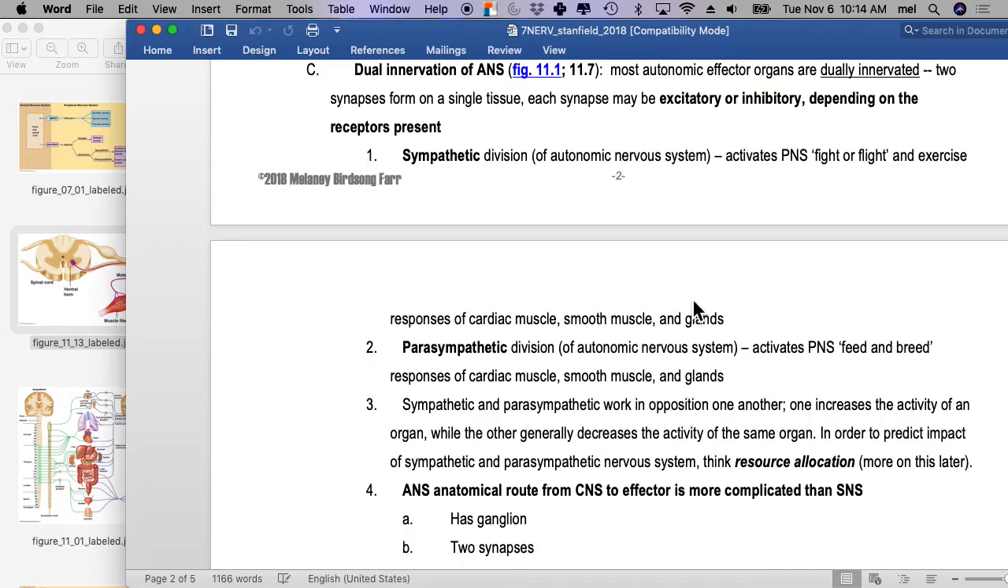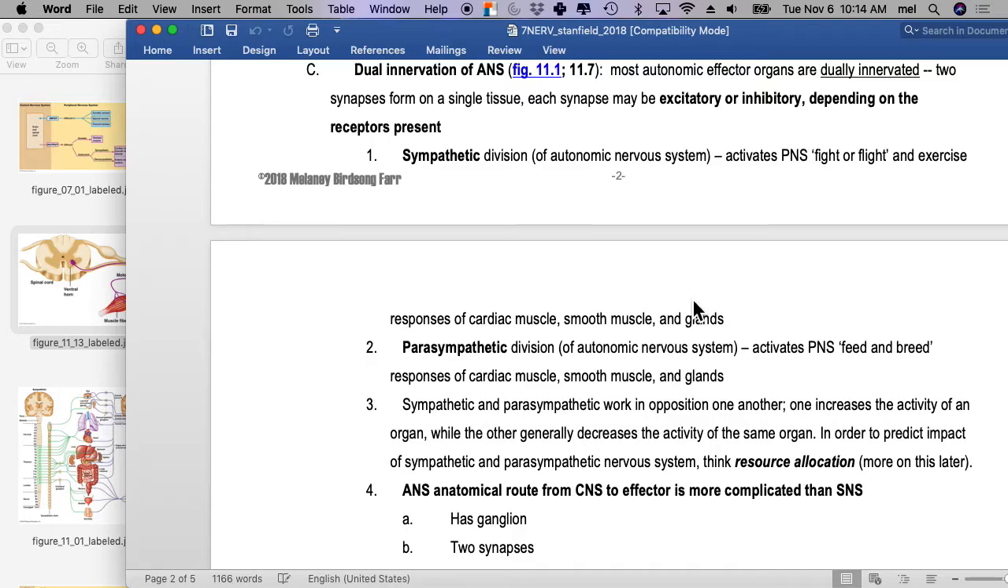Yeah, it's related to what the receptor does, right? So if it binds to and opens a sodium channel, it's going to be excitatory, but if it binds to and opens a potassium channel, it's going to be inhibitory. Good? Okay, so the sympathetic division is quite often called the fight or flight division, right? But you use it during fight or flight and exercise, yes? And so what it's going to do is change the activity of the tissue for fight or flight or exercise. The parasympathetic division is often called feed or breed or rest and digest.